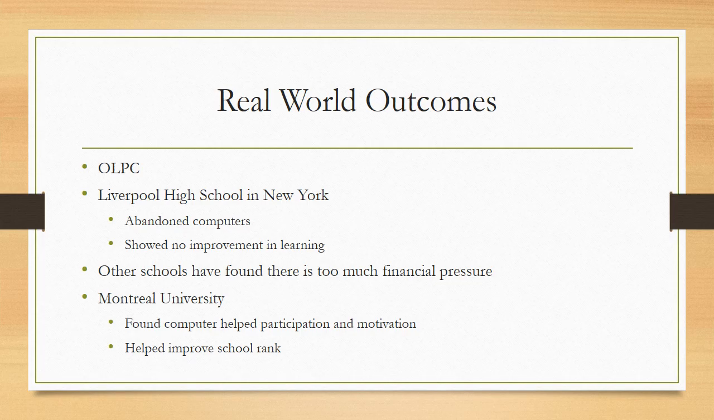But one example of where it went right is the Montreal University. They started using computers in their classrooms, and they found that the computers helped the participation and motivation of the students, and it increased the graduation rate by about 20%. In this time, they saw a correlation with their academic rank and the computers, as before the computers they were ranked the 46th university in Canada, and since then they had moved up to becoming the 23rd ranked university in Canada.